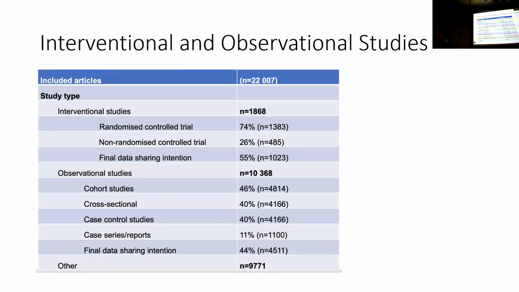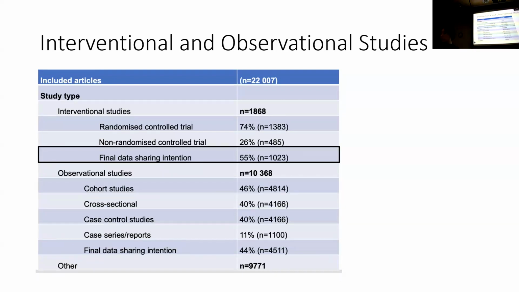Our study types were then characterized into interventional, observational, and other, which included animal studies, imaging, basic science, and laboratory-based research. However, within journals that recommended or required data sharing, approximately only half of interventional and observational studies actually intended to share data, as based off final data sharing intention, therefore demonstrating these reduced compliance rates.